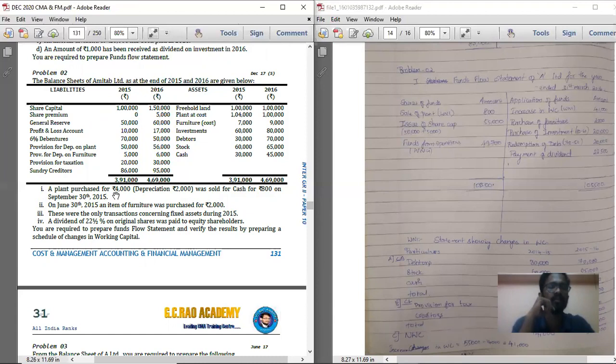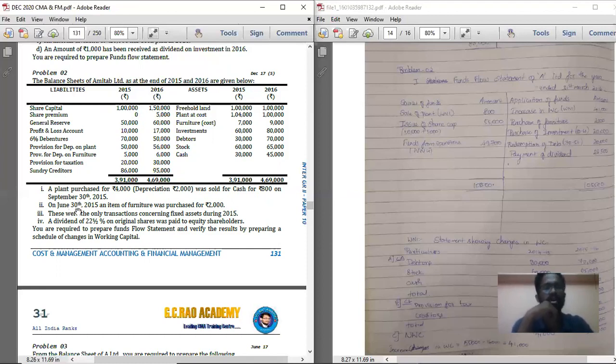A plant purchased for 4,000, with depreciation of 2,000, was sold for cash of 800 on September 30, 2015. So they are selling for 800, but the written down value of that plant is 4,000 minus 2,000, that is 2,000 rupees. Whereas you are selling for 800, the remaining 1,200 is nothing but loss. So it should be taken to the P&L account, and the P&L account is credited to the plant and machinery account.